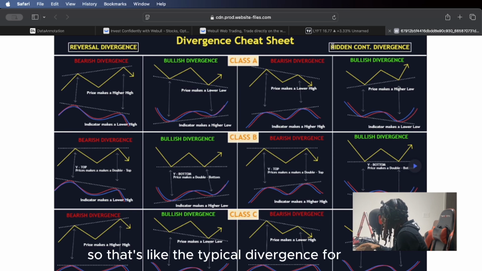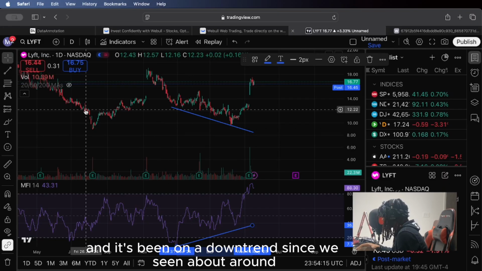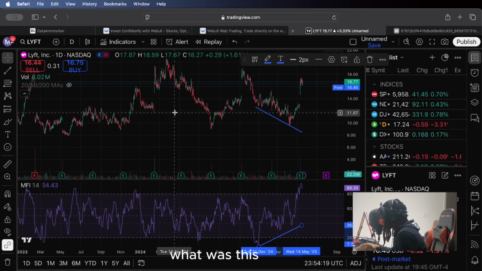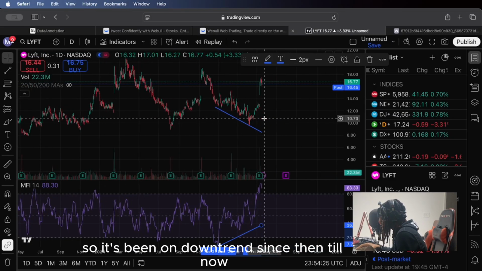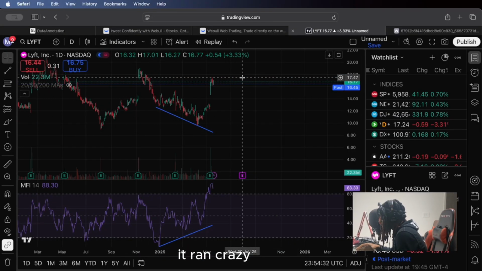So that's the typical divergence for bullish divergence, and it's been on a downtrend since around, what was this? Around March 2024. So it's been on a downtrend since then till now, and it made a lower low, and then boom, it ran crazy.